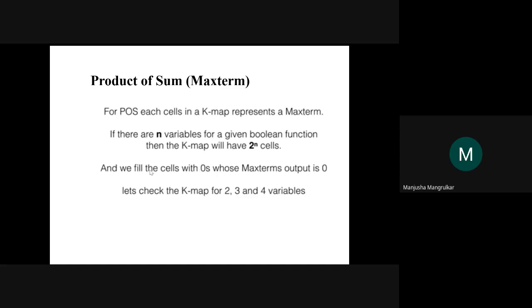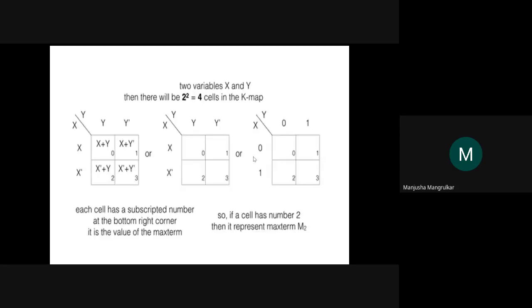And we will fill the cells with 0 whose max term, right? In min term, sum of product, it is 1. We are focusing on 1, means high. And in max term, product of sum, we are focusing on output as a 0. So now we'll see that, right?